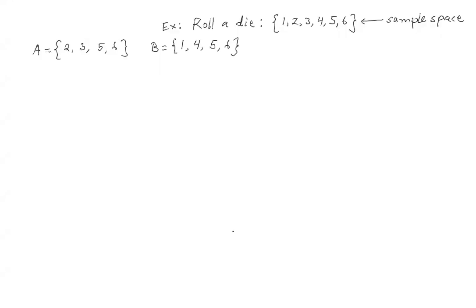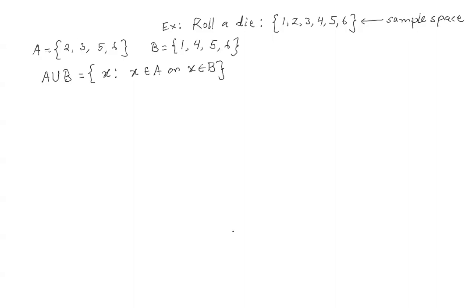Okay, so A union B. A union B is a set. We define it to be a set of all elements X such that X is an element of A or X is an element of B. Now, let me break this down for you. What do I mean by this?